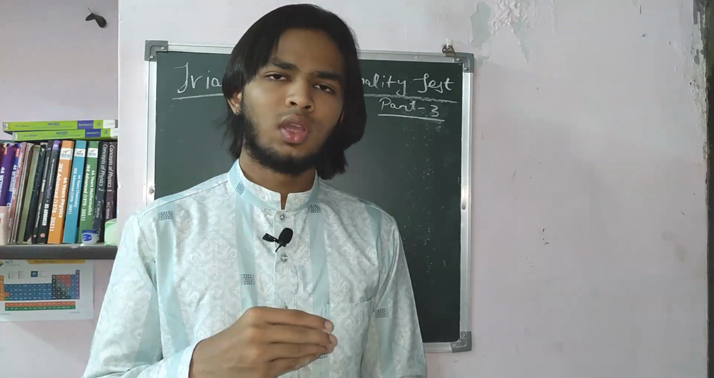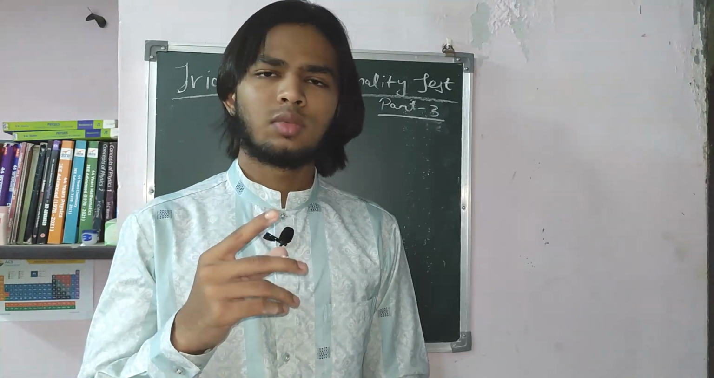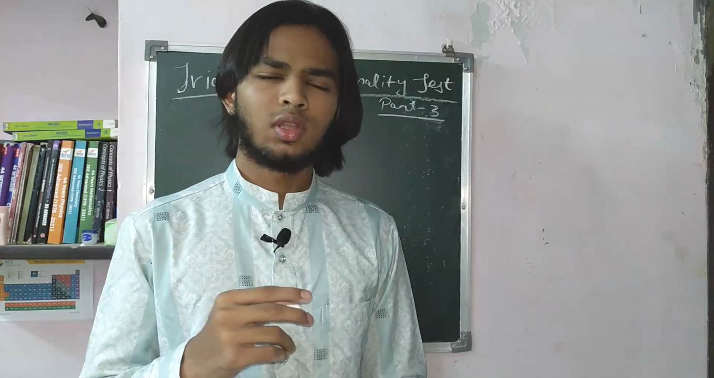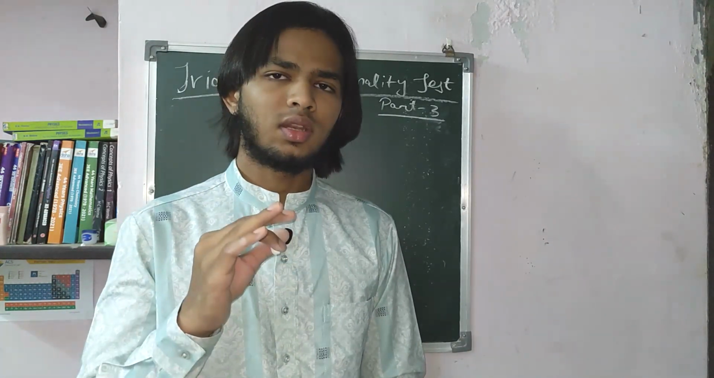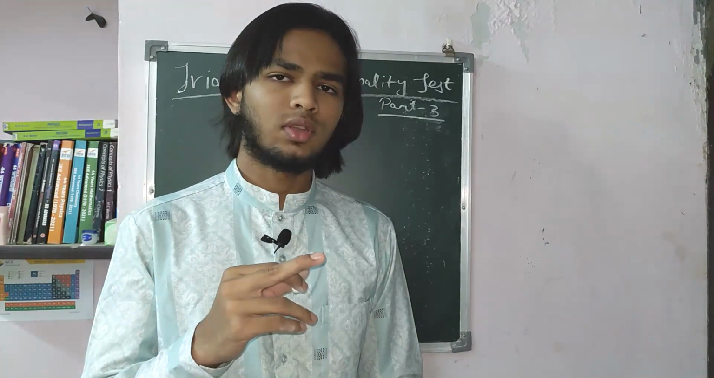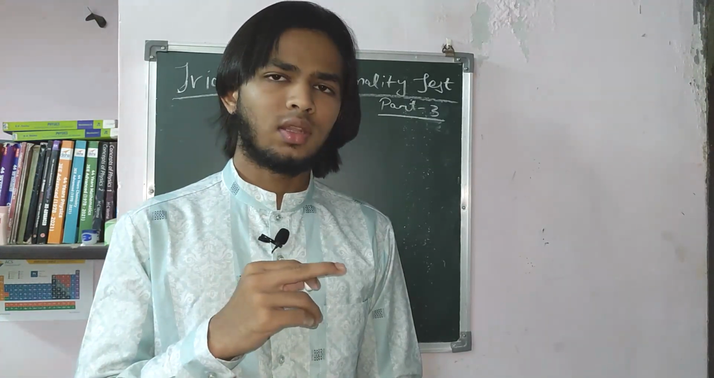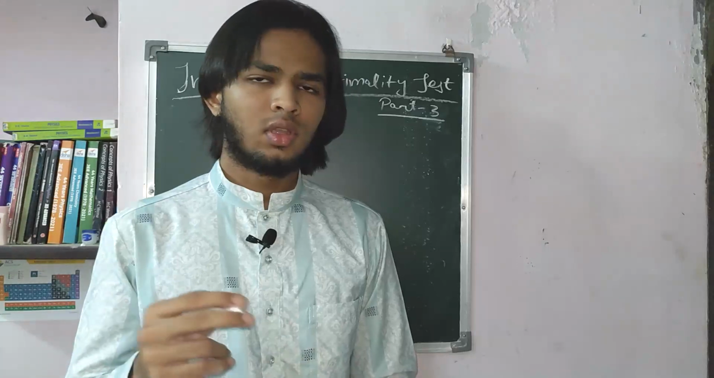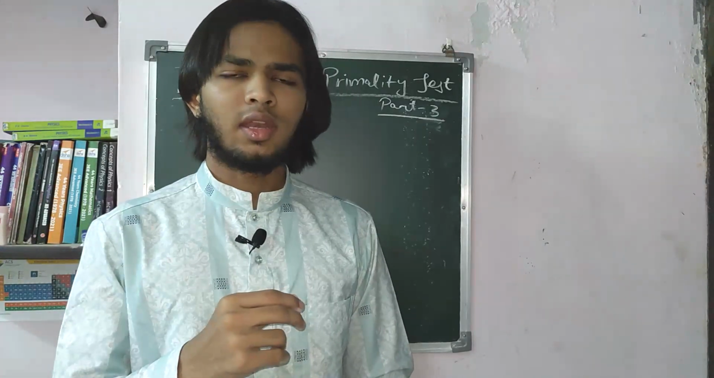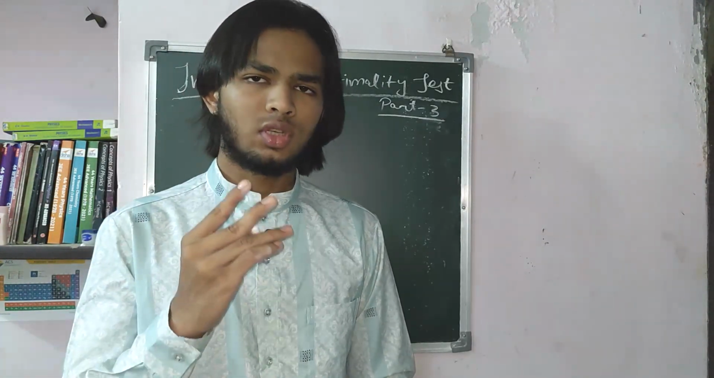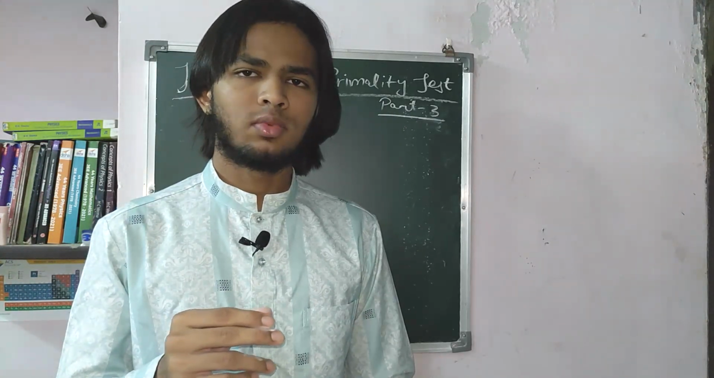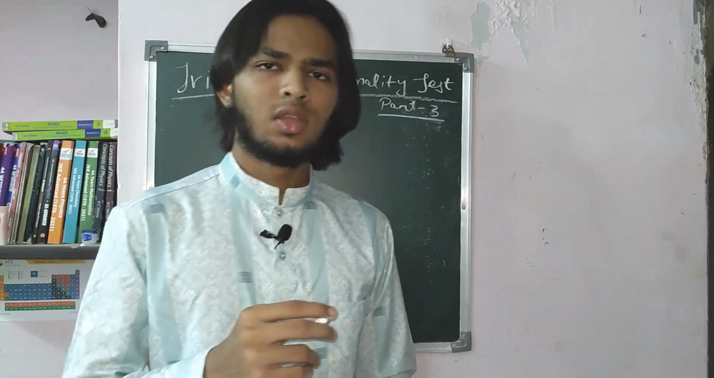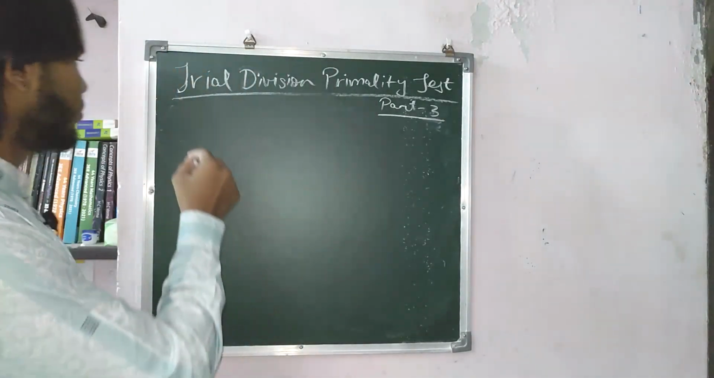In part 2, I gave you observation number 1: for a number n, there cannot be a factor greater than n by 2 other than n itself. In this video, I'm going to teach observation number 2, which will be the final and concluding step of this test. So let us move on to observation number 2.